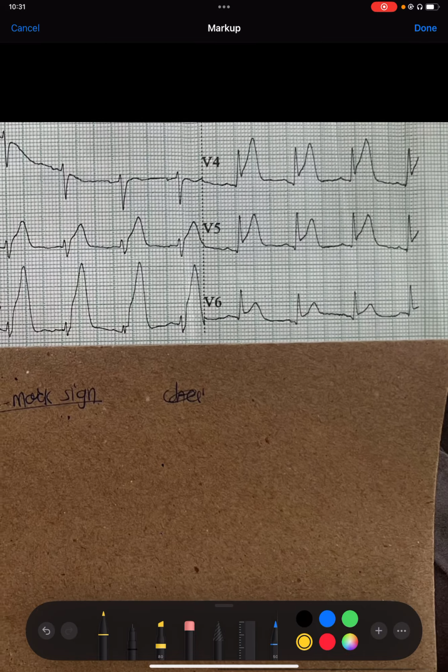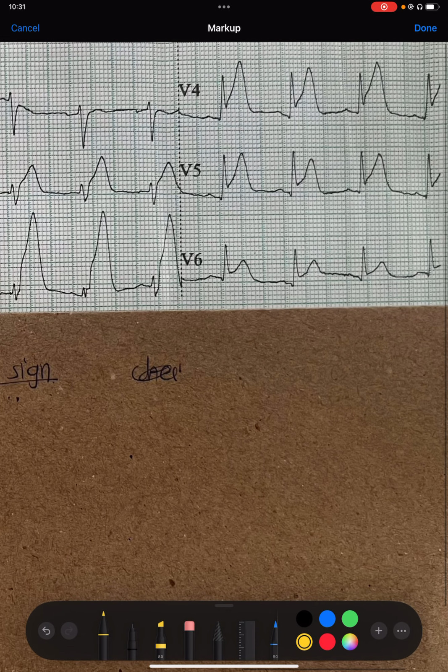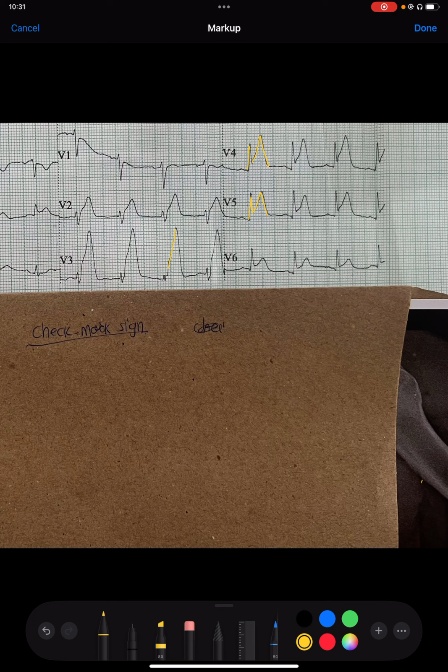We can very nicely see that this T is almost as tall as the QRS. This T is taller than the QRS. This T is taller than the QRS. So these are hyperacute tall T waves, which very commonly suggest acute MI.